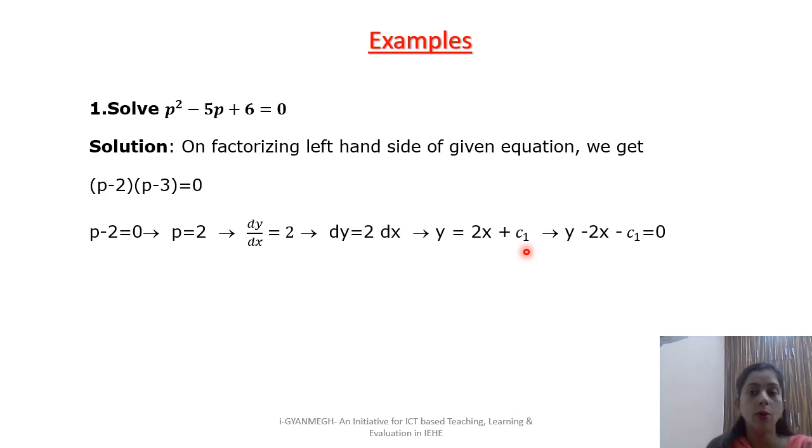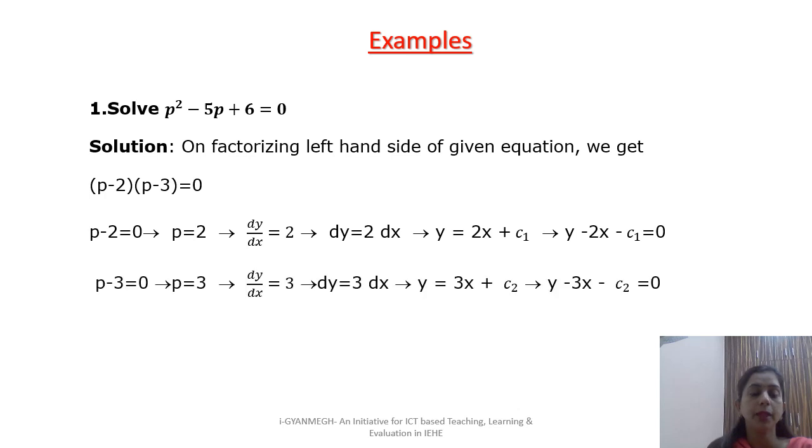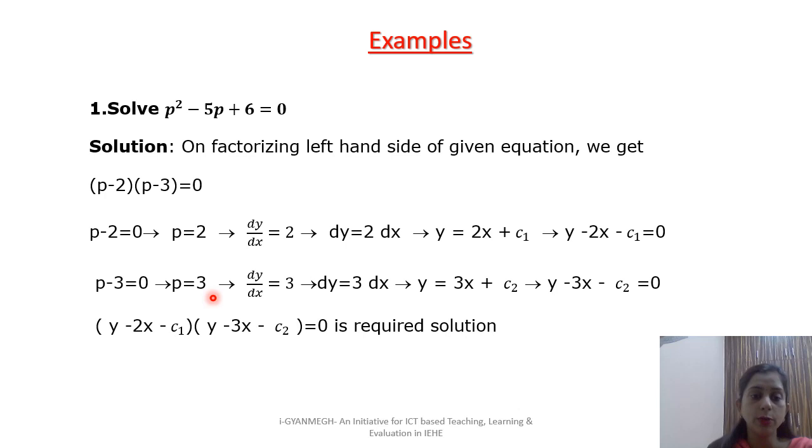Okay, now we'll take all the terms on the left hand side: y minus 2x minus c1 equal to 0. This will be the first factor. Now, the second factor, let us equate it also to 0. p minus 3 equal to 0 implies p equal to 3, which implies dy by dx equal to 3. Again, p can be written as dy by dx. That implies dy equal to 3dx.